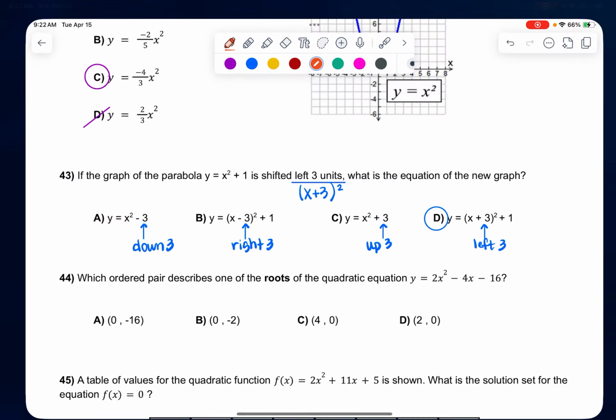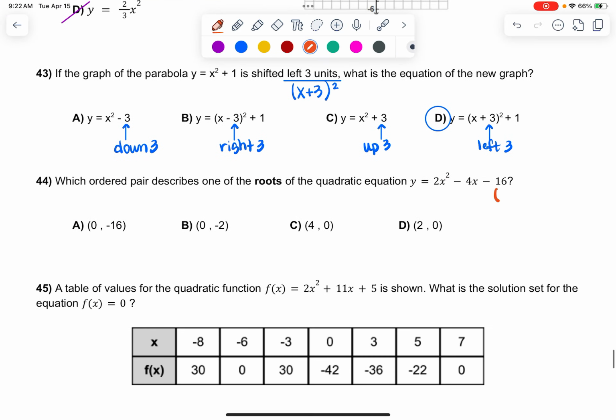Okay, so I'm going to go back here. All right, I'm just going to write my two solutions down. Negative 2, 0, and 4, 0. So it says, which of the following is one of the roots? Well, don't get confused. That one's flipped around, right? And so the only one that matches one of those roots is 4, 0.